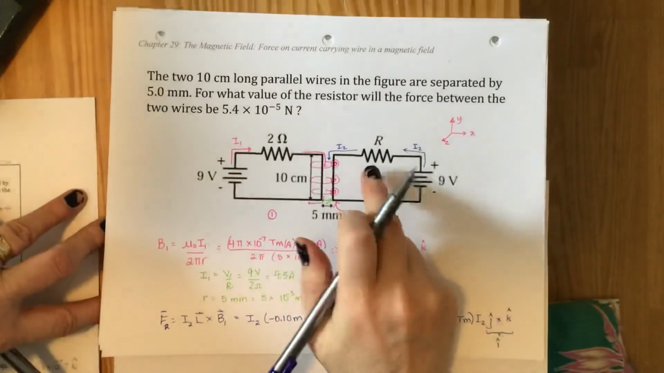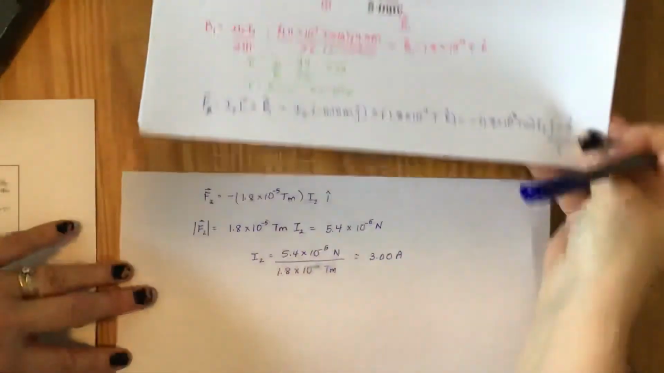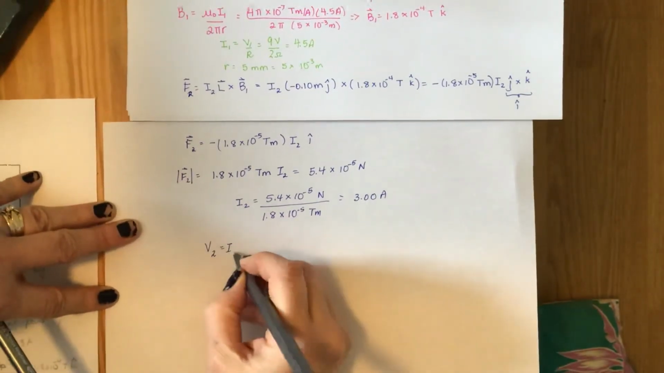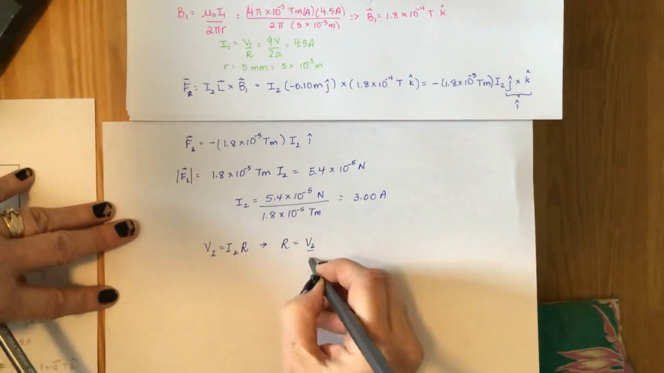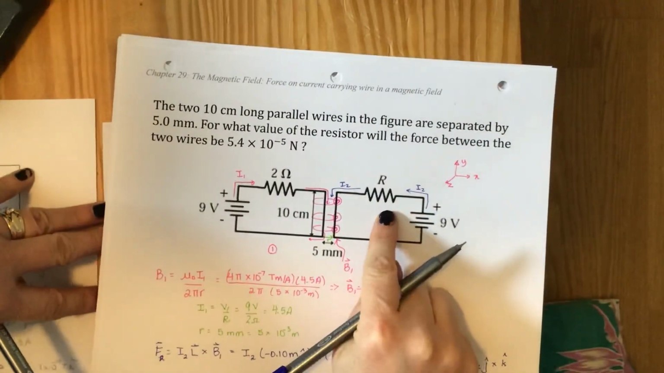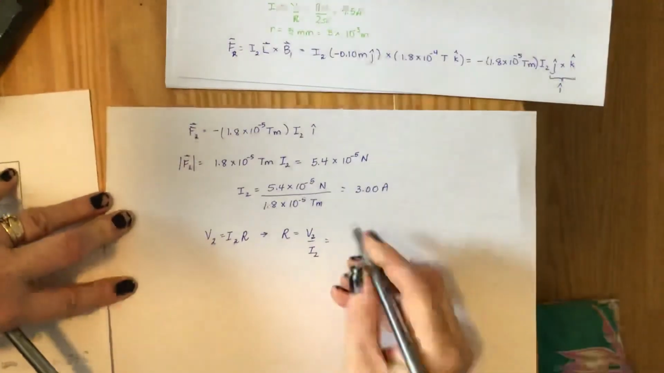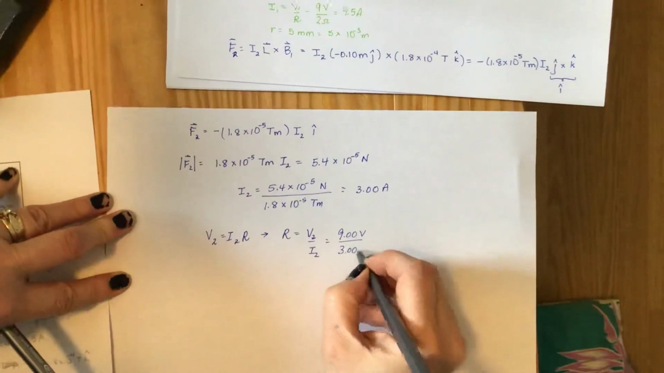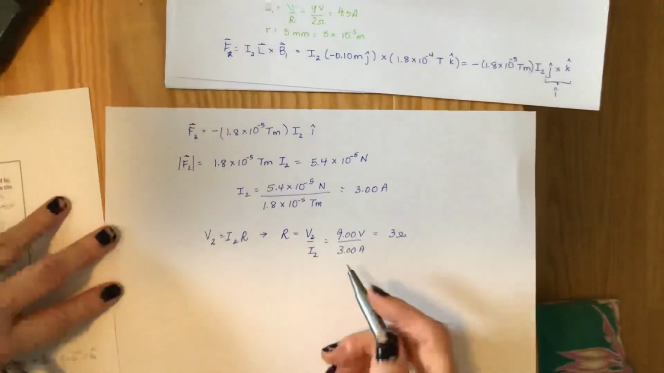The question that was asked is what is the value of the resistance R? We can find that using Ohm's law. So we know that V2 equals I2 times the resistance R. R is the potential V2 over I2. I2 is 3 amps. V2 is the potential across the resistor. All of the potential will go across the resistor, so it'll be 9 volts, divided by our current, which was 3 amps. So our resistor has to be 3 ohms in order to get the required force.